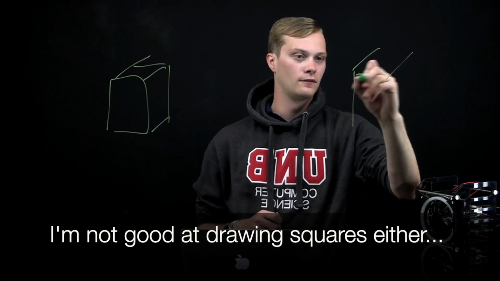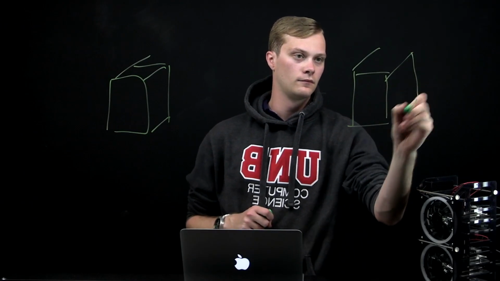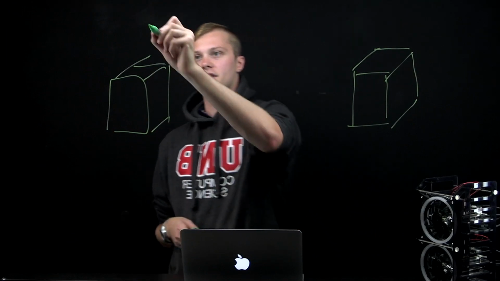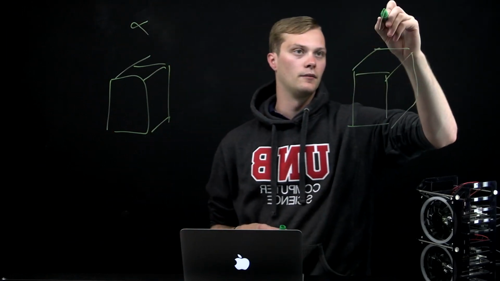Imagine we have two machines, which I'm going to draw with squares because I'm not good at drawing computers. And they need to communicate with each other. And let's call this user alpha and user beta.